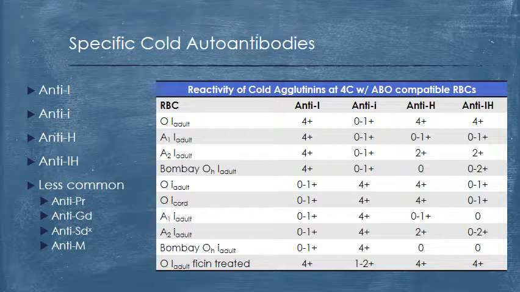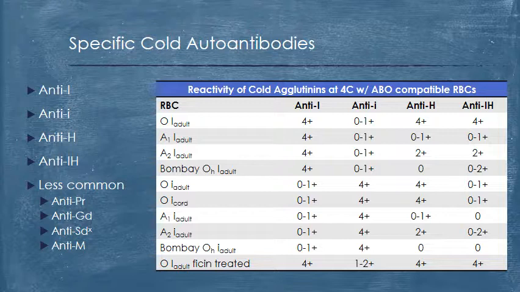An anti-IH adult is an I adult who also happens to be Bombay, and they can produce this weird anti-IH autoantibody. So it's obviously very rare, but it does have an interesting history. So you definitely need to know about that particular autoantibody. And those are the most common specific cold autoantibodies.